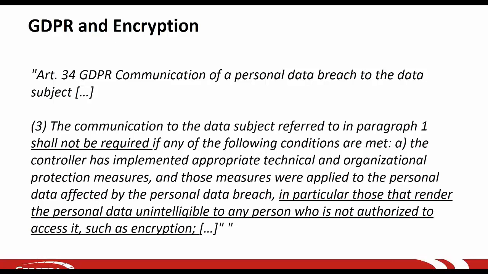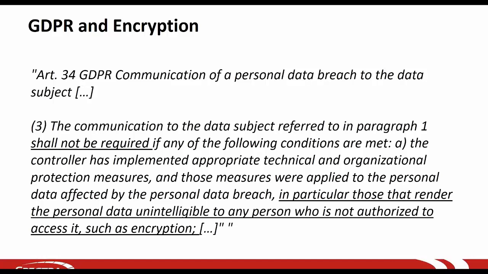Now, the reason I put this Article 34 up is because this is actually the verbiage that comes from that document, the General Data Protection Regulation specification. Article 34 deals with this. How do you communicate to the individuals whose PII, personally identifiable information, that's PII, how do you reach out to someone if their PII has been breached? Well, it's not required that you contact them if you've put something in place that renders that data unreadable. And it says here, in particular, those that render the personal data unintelligible to any person who is not authorized to access it, such as encryption.